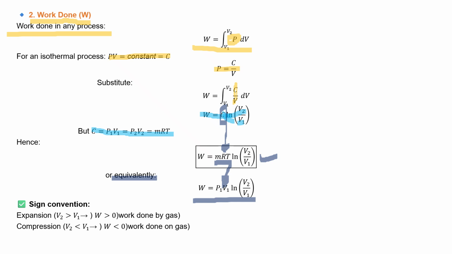Now whenever the expansion process is going on, or particularly in an IC engine, the expansion stroke or power stroke, volume V2 is more than V1, so work is greater than 0, and that is work done by the gas, and that is positive. When the compression stroke is going on, V2 is less than V1, work is less than 0, it is negative, and work is done on the gas. So this is negative and this is positive.